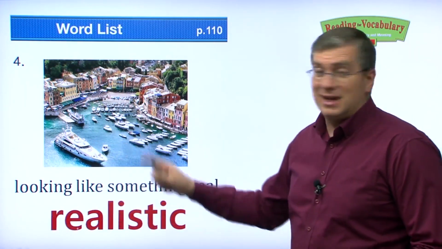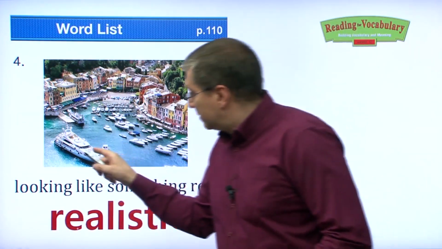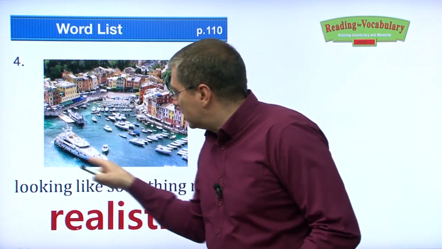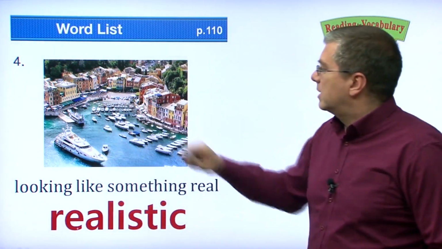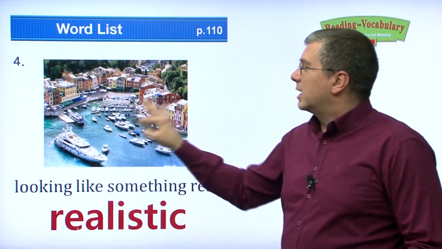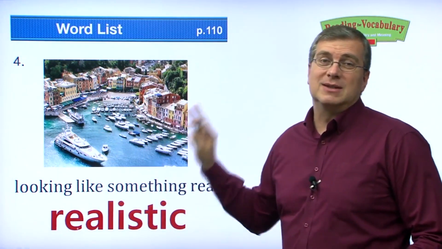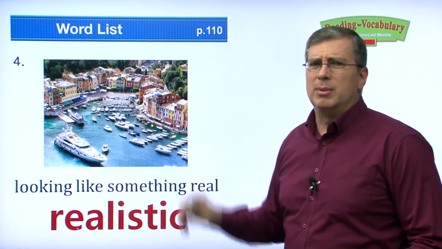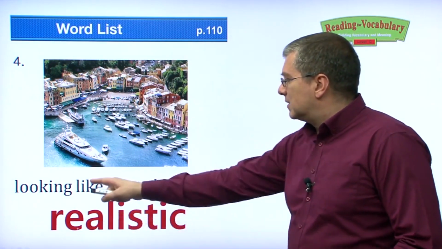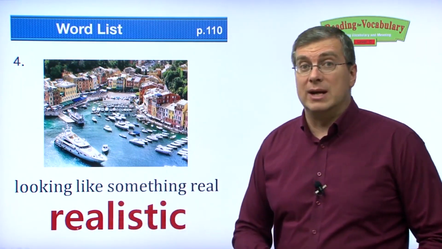It is realistic, and of course it is real, because there are boats like that. And you can see the detail in the water. Everything here is looking very realistic. We believe that this is an actual picture, and it probably is. Realistic means looking like something real.